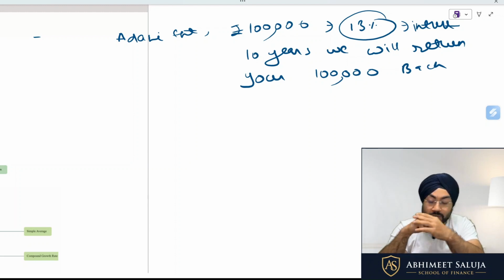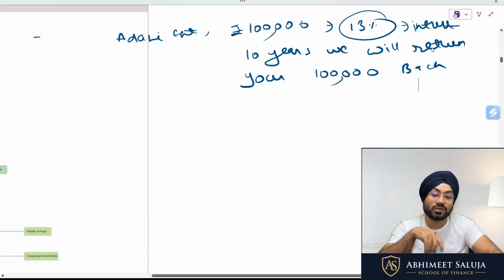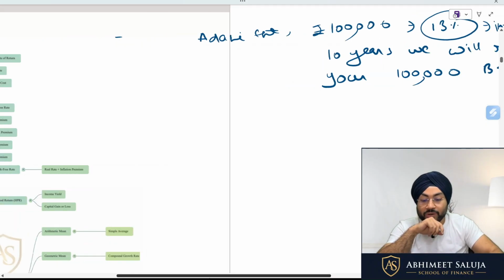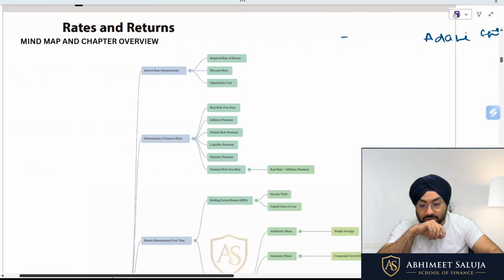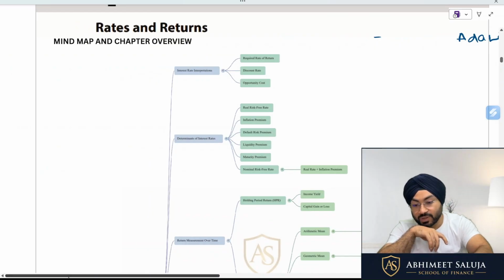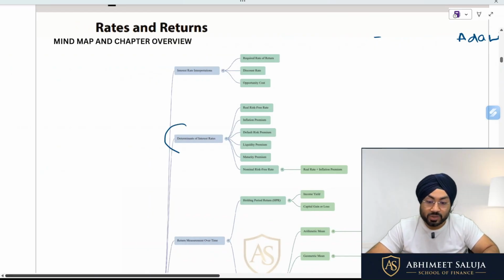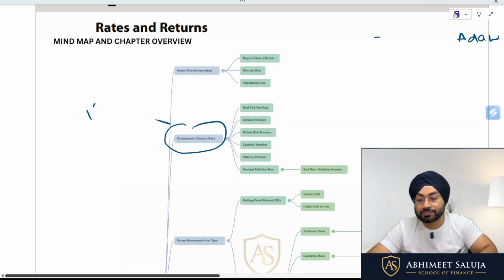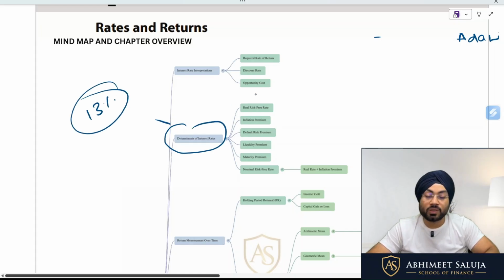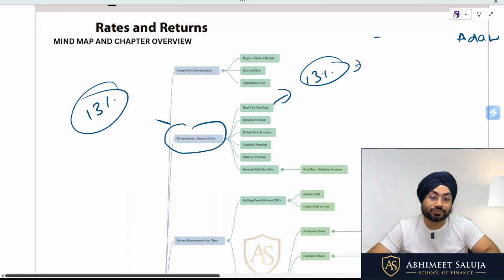This is basically called bonds. Right? You are going to learn all these terms as we progress in the curriculum. So this is what Adani Enterprises came up with. So this 13%, the interest rate. How did Adani Enterprises come up with that 13% interest? This is basically what we are going to study in determinants of interest rate. Now 13% can have several of the factors. First being the real risk-free rate.